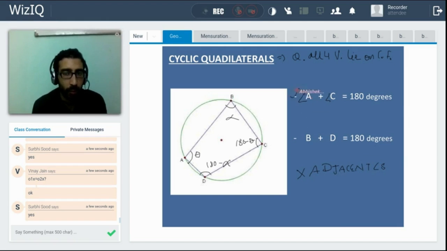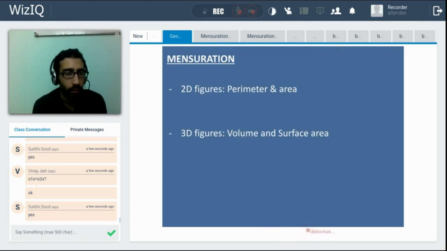But there is clearly a relation between opposite angles. For both pairs, the angles are supplementary. Okay, very good.